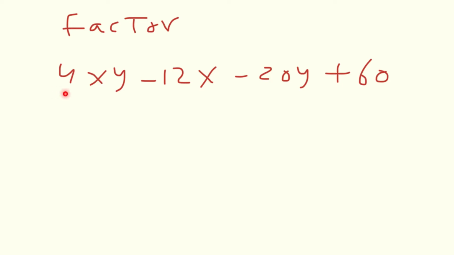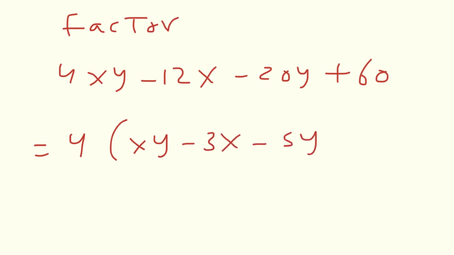So what is the common factor for these numbers, 4 and minus 12 and 20? And 4. There is already 4 common factor in all of them. So this will become 4. Any other common factors in variables, for example? No, there is no variable here at least. Okay, so only 4. That becomes xy minus 3x minus 5y, and then 15 plus 15.